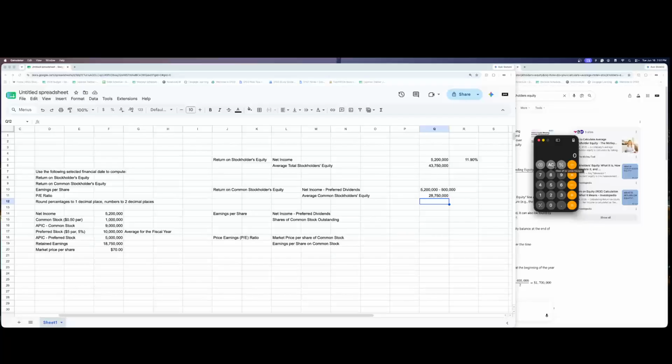Return on common stockholder equity: 5,200,000 minus 500,000 divided by 28,750,000. So the return on common stock equity is 0.163.